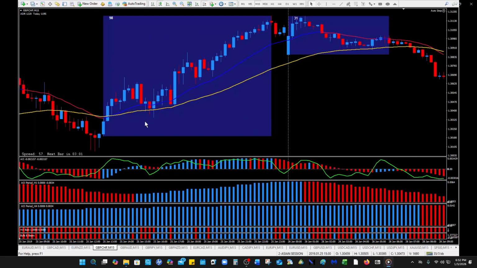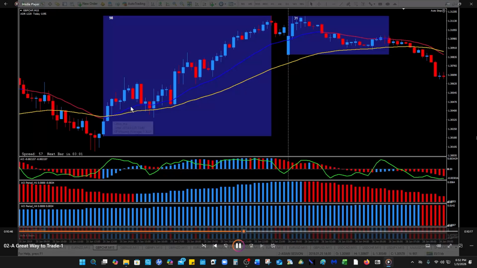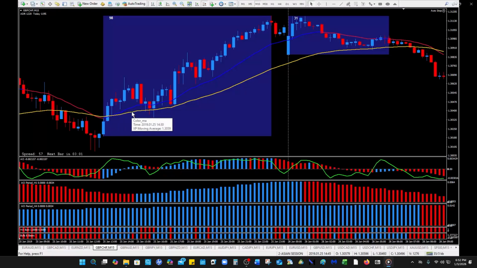Pound Swiss, now we're going to see some buying. Same thing, this is what we're looking for. The 20 above the gold. And of course it's blue. Blue is for buying, red is for selling. That is the theme here.